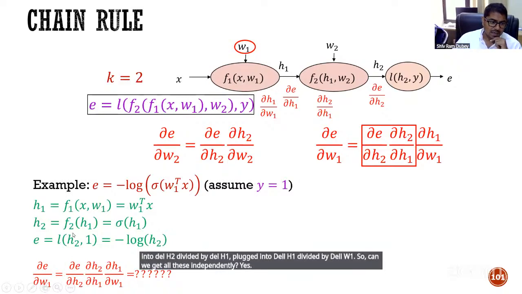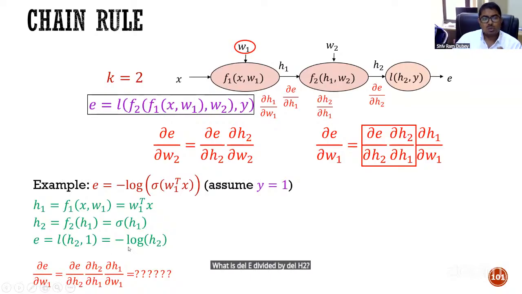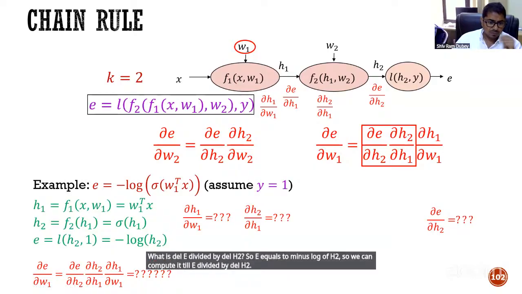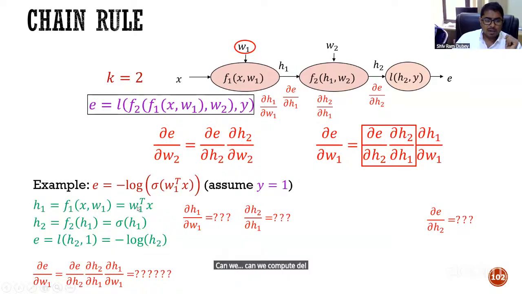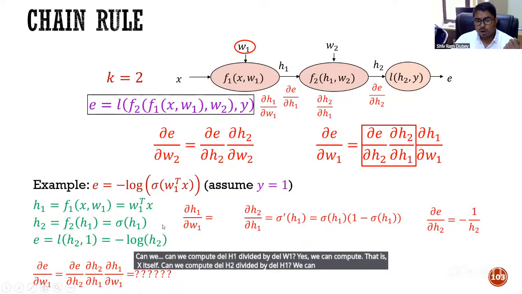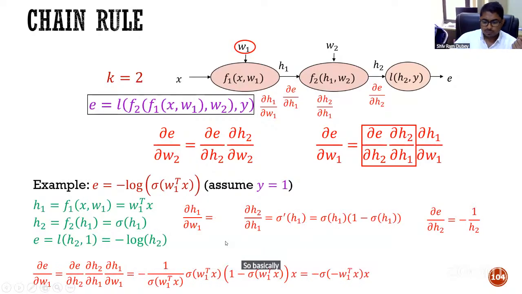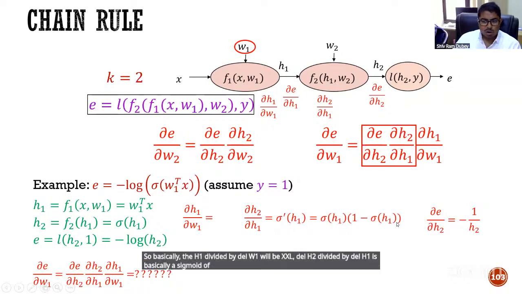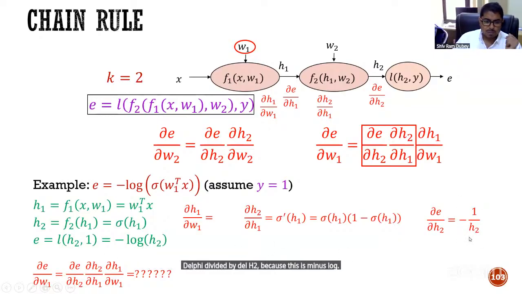So can we get all these independently? Yes. What is del E divided by del H2? E is equal to minus log of H2, so we can compute del E divided by del H2. Can we compute del H1 divided by del W1? Yes, that is X itself. Can we compute del H2 divided by del H1? We can, because this is the sigmoid function. So del H1 divided by del W1 will be X itself. Del H2 divided by del H1 is sigmoid of H1 into 1 minus sigmoid of H1. Del E divided by del H2, because this is minus log, is minus 1 divided by H2.